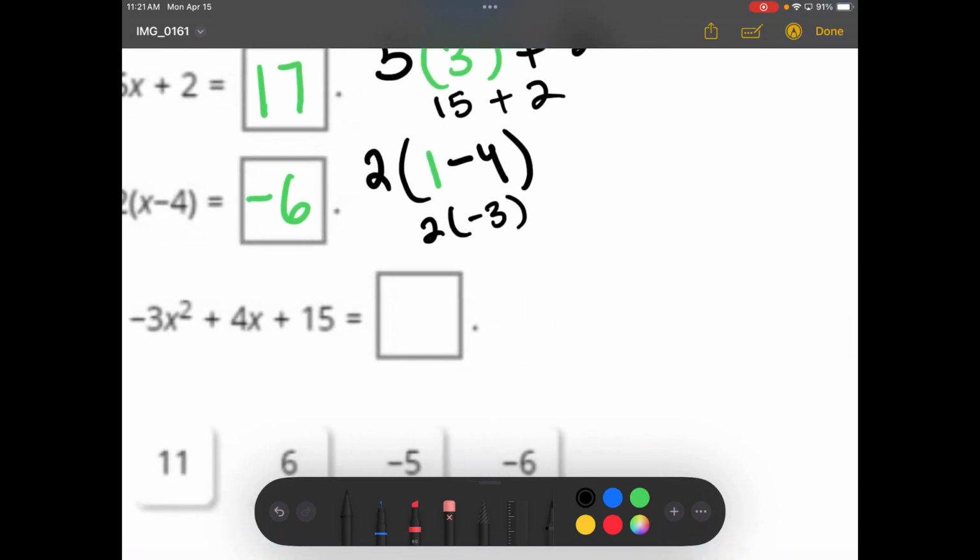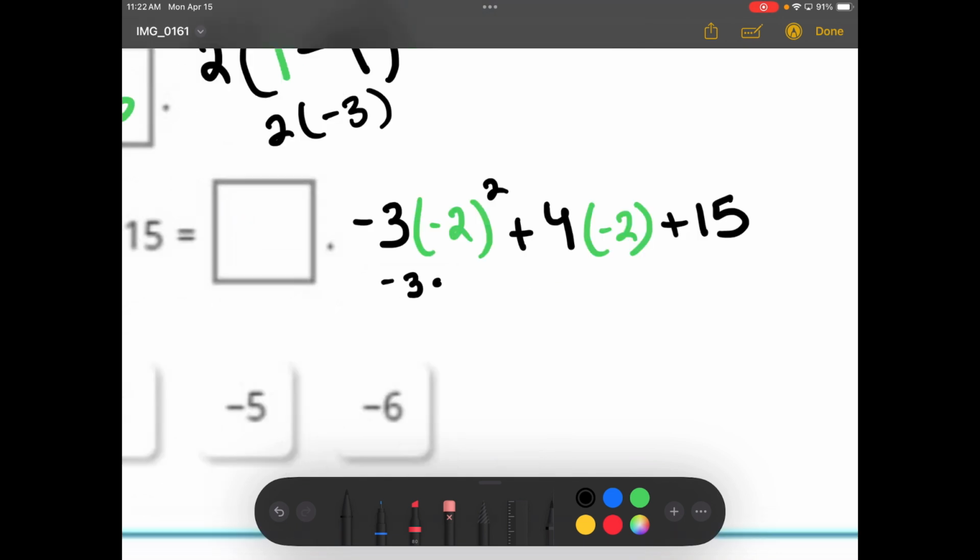Here we go. So negative 3 instead of x, I'm going to put negative 2 squared plus 4. Instead of x, I'm putting negative 2 plus 15. Negative 3 times negative 2 squared plus 4 times negative 2 plus 15. Now, this becomes negative 3 times 4, because negative 2 times negative 2 is positive 4. So that is negative 12. Plus 4 times negative 2, which is what?